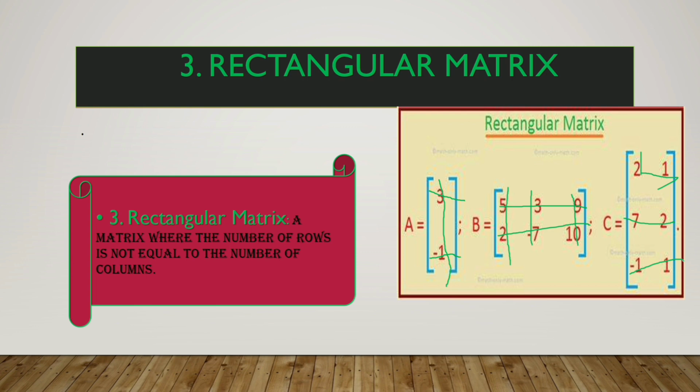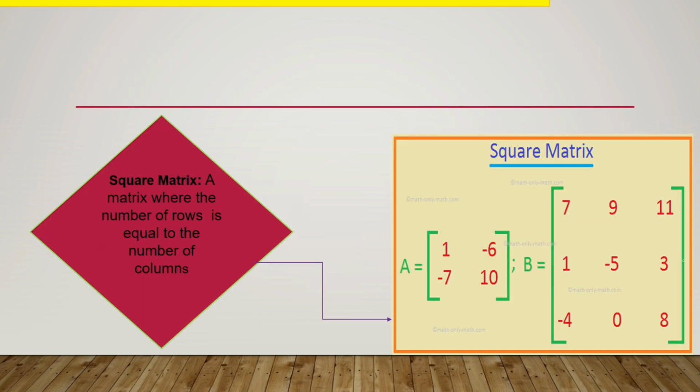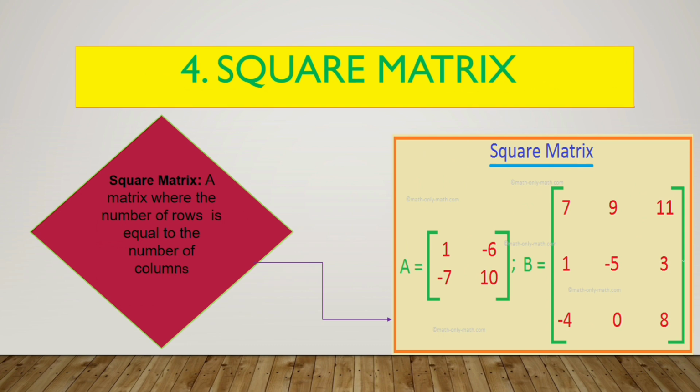Let's move on next. So next one is all about square matrices. By definition, a square matrix is a matrix where the number of rows is equal to the number of columns. So square matrices ni matrices aho rows ziba zingana na column. Ubona kuvuga ngo iyo ubonye matrices ifite row zingana na column, iyo matrices iba ari square matrices.